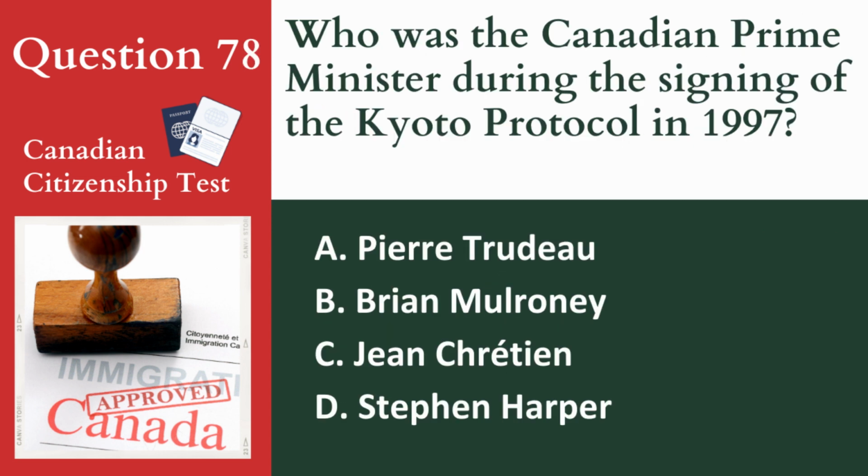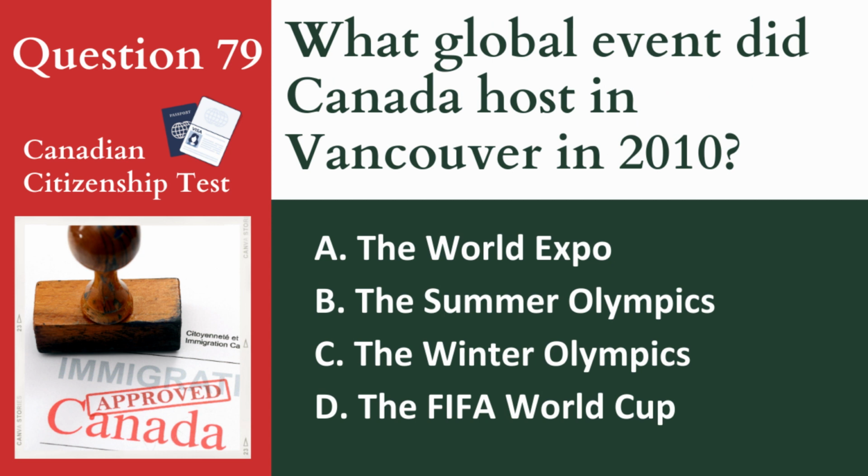Question 78. Who was the Canadian Prime Minister during the signing of the Kyoto Protocol in 1997? A. Pierre Trudeau. B. Brian Mulroney. C. Jean Chrétien. D. Stephen Harper. Answer: C. Jean Chrétien. Jean Chrétien was the Prime Minister of Canada when the Kyoto Protocol, an international treaty on climate change, was signed.